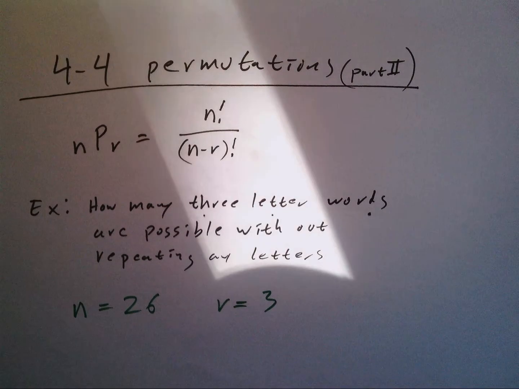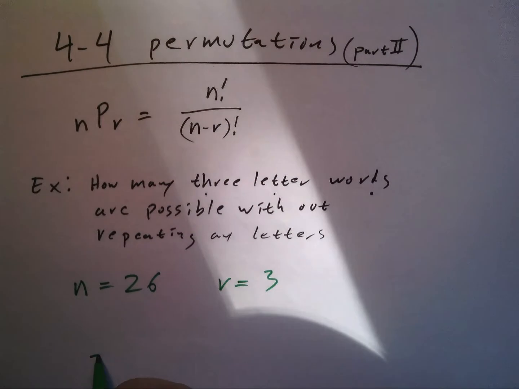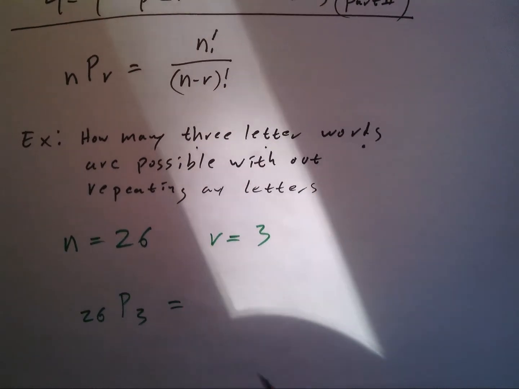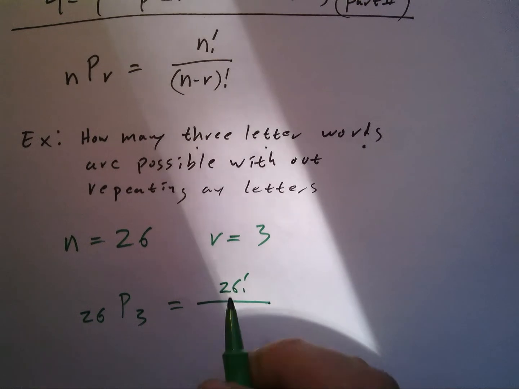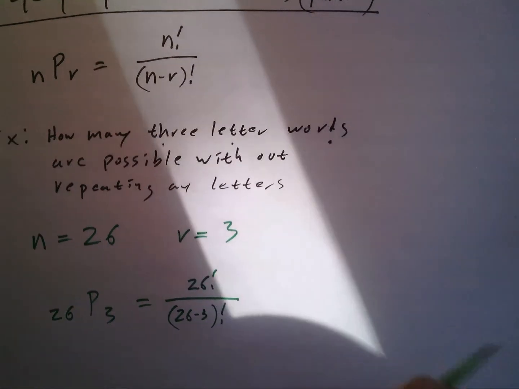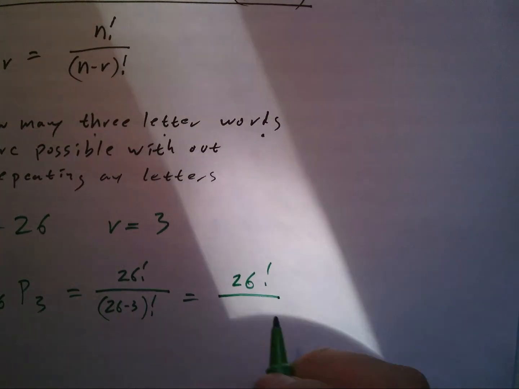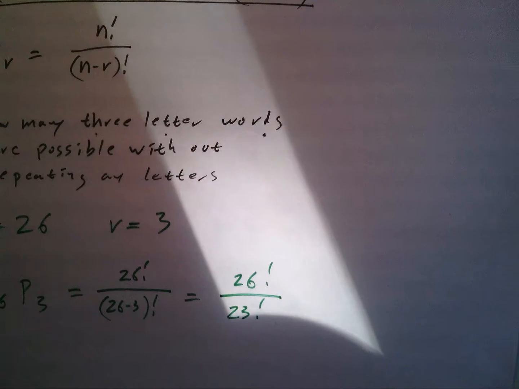So now if I'm using the formula, okay, my formula is 26 permute 3 at a time, or 26 pick 3. So this is equal to n factorial, in other words 26 factorial, divided by n minus r factorial, so 26 minus 3, in parentheses, factorial, which is equal to 26 factorial over 23 factorial. Now, I'm going to plug this into my calculator to get the results.